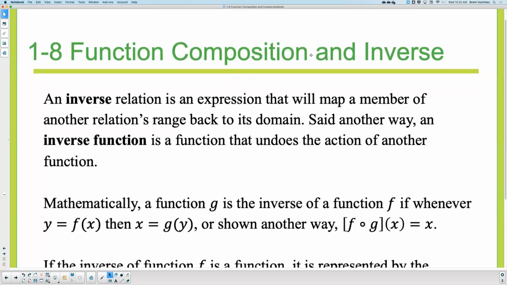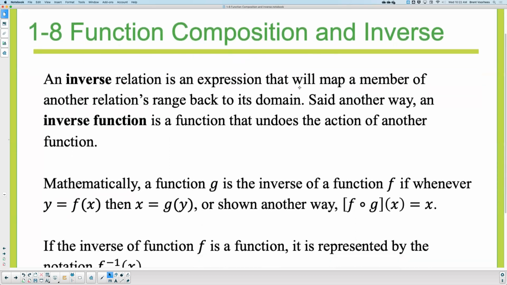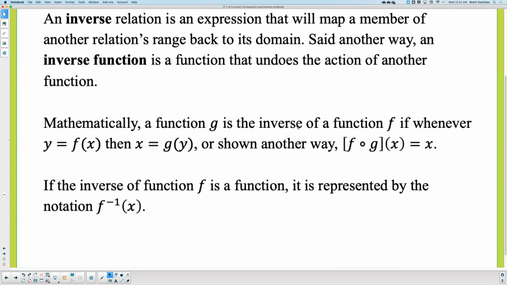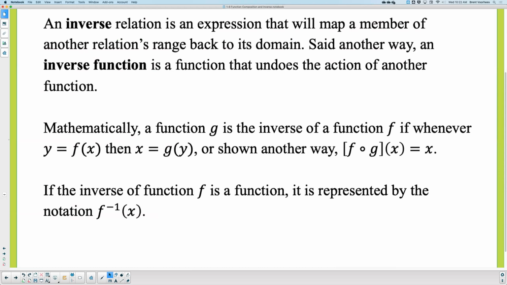Now let's take a look at an inverse. An inverse relation is an expression that will map a member of another's relation back to its domain. Said another way, an inverse function is a function that undoes the actions of another function. So you'll say, as at the start of the lesson, opposite. Mathematically, a function g is the inverse of a function f if whenever y equals f of x, then x equals g of y. Here's what that means.